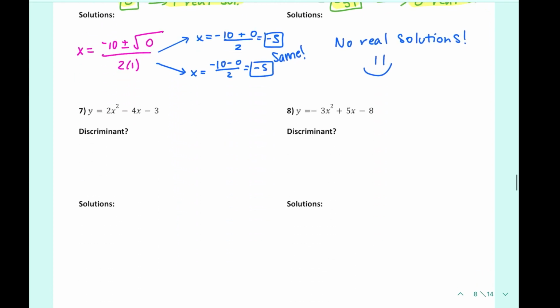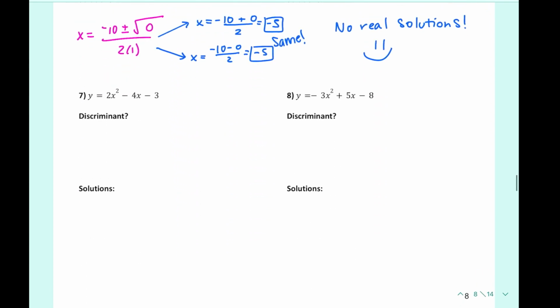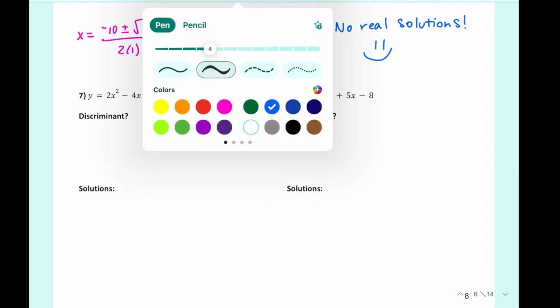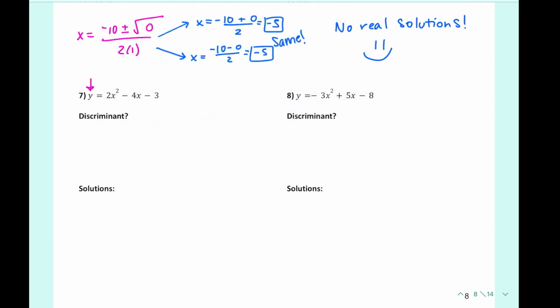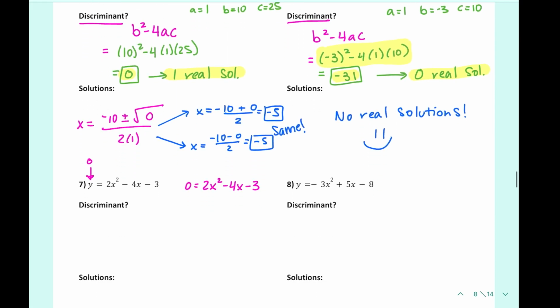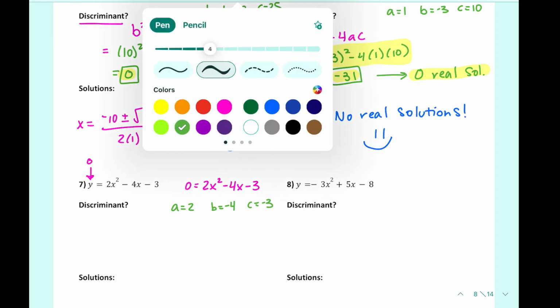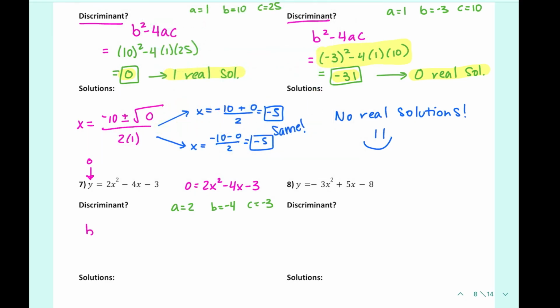All right, keep going. Number 7. So again, we are going to start by setting y equal to 0. So I get 0 equals 2x squared minus 4x minus 3. Then I'm going to go through and find a, b, and c. So a equals 2, b equals negative 4, c equals negative 3. We want to find the discriminant first, so b squared minus 4ac, and I can plug in the different parts.